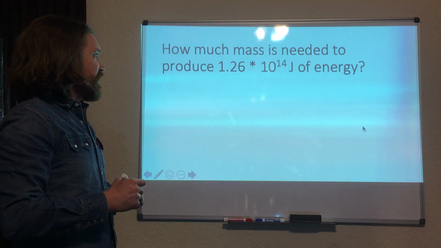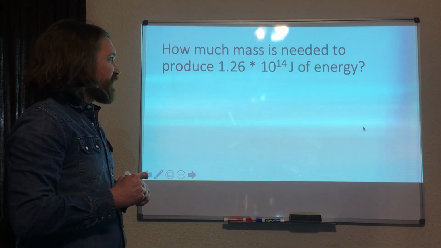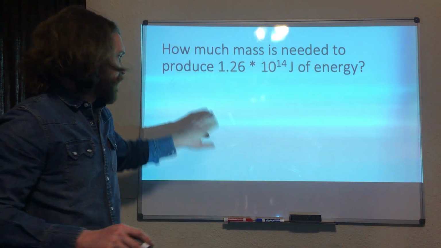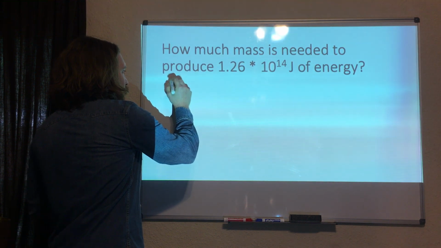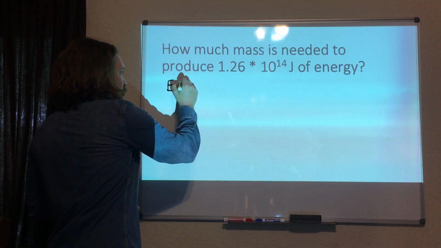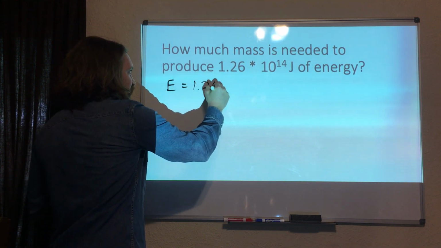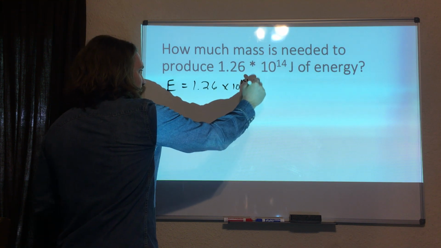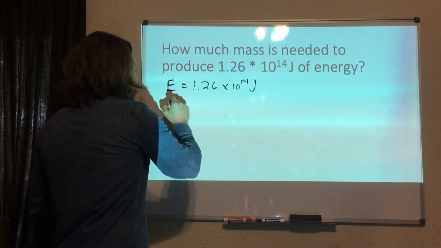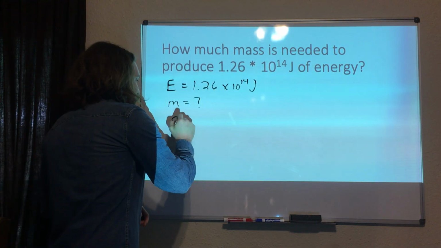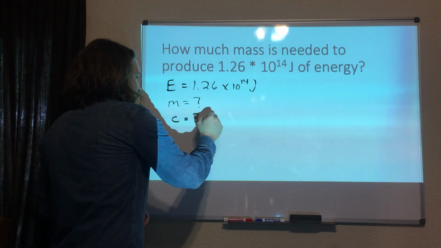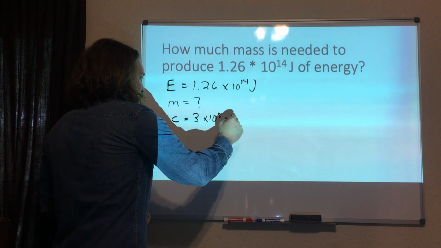How much mass is needed to produce 1.26 times 10 to the 14th joules of energy? This question is much simpler. So here's what we know. We know we have our E is equal to 1.26 times 10 to the 14 joules. We're looking for the mass because it says how much mass, and we know C is equal to 3 times 10 to the 8th meters per second.